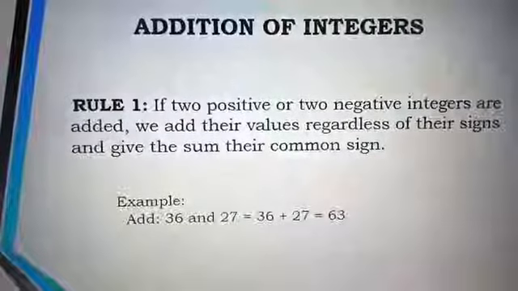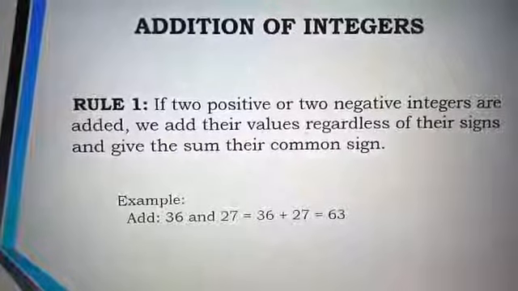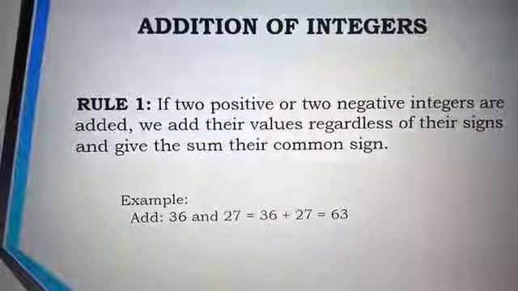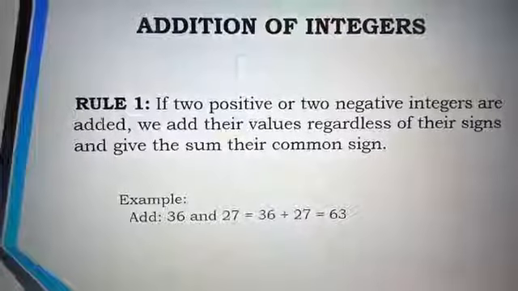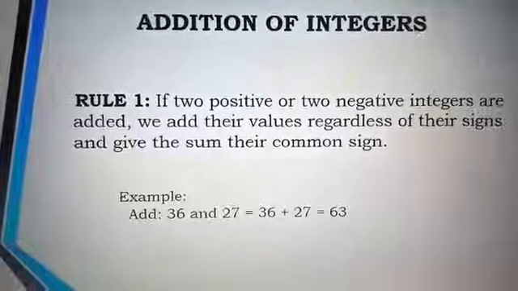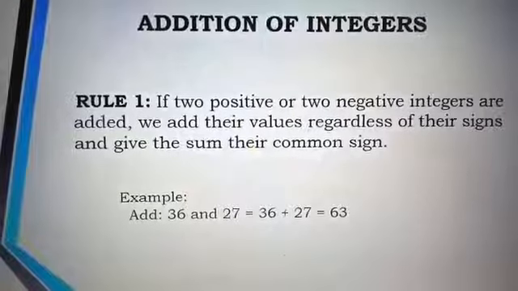Example: we have to add 36 and 27. What is the value for 36 and 27? They are positive numbers, 36 and 27, so we can add directly. The answer will be 63.